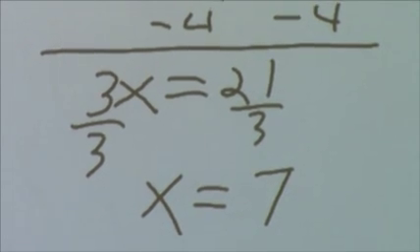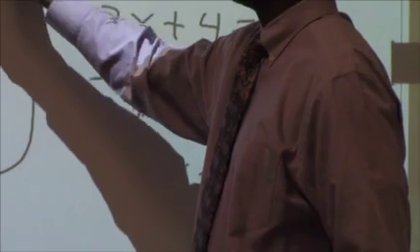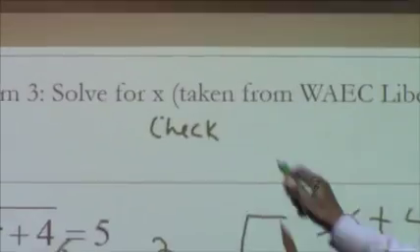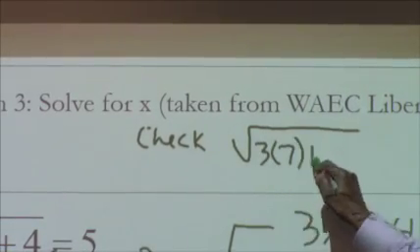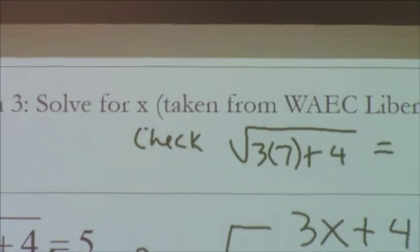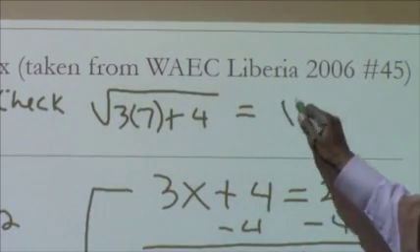And I can go and test it. I'm going to test it up here. Let me just check right up here. So what I'm checking, I'm going to do 3 times 7 plus 4. And I want to see what it's going to give me. So 3 times 7 is 21. 21 plus 4 is 25.